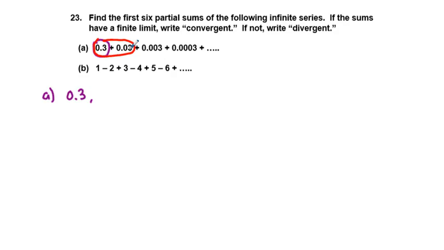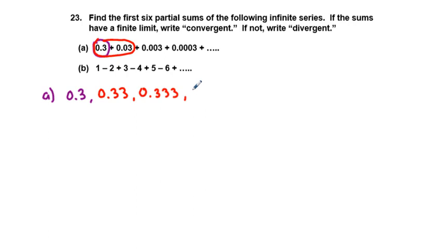Okay, so we have 0.3 plus 0.03, and added together these are going to be 0.33. So that's our second partial sum, and as we proceed, we have a pattern. The next one is going to be just the same as the second partial sum, but adding on the 0.003. So the next partial sum we put down is 0.333.